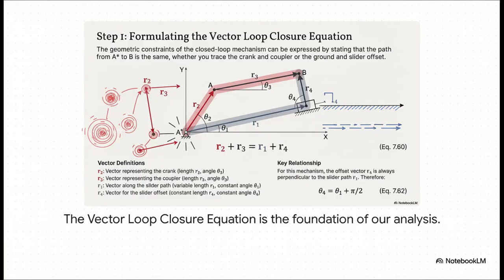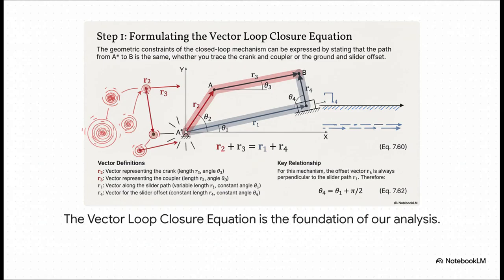All right, let's get into the heart of the challenge, how we actually solve this thing with mathematics. The key to solving this whole thing is something called the vector loop closure equation. Think of it like this. There are 2 ways to get from that fixed pivot point A star to point B on the slider. We can go along the crank, vector R2, and then along the coupler, vector R3. Or we could take a different path, go along the slider's path, R1, and then up by the offset, R4. Now, since both paths end up in the exact same spot, they have to be equal. This simple idea gives us our fundamental equation, R2 plus R3 equals R1 plus R4.